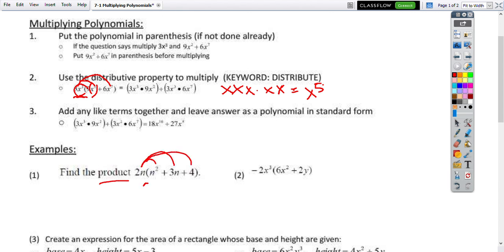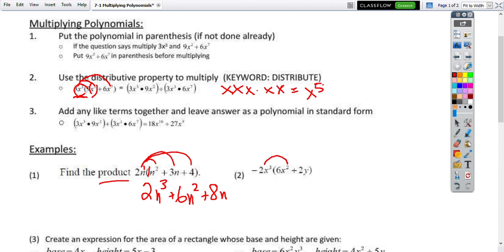So this will be 2. There really is a 1 in front of the n squared, so it's really 2 times 1, which is 2. And then this is n to the first times n squared, so that's n cubed. Plus 2 times 3 is 6, and then n times n is n squared, and then plus 4 times 2, which is 8, and then we have n attached.